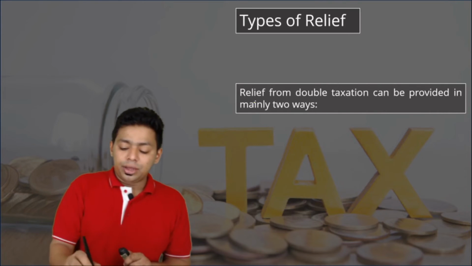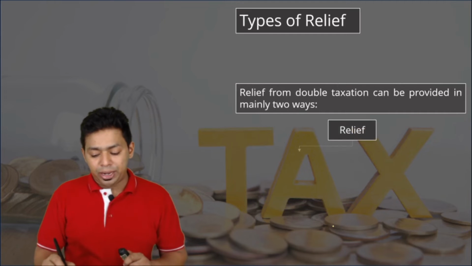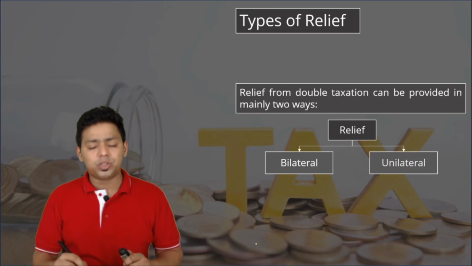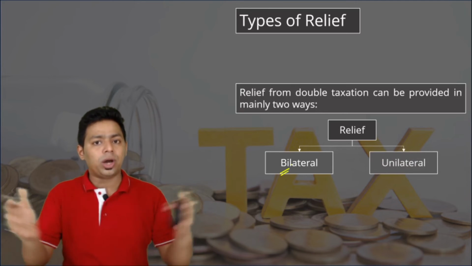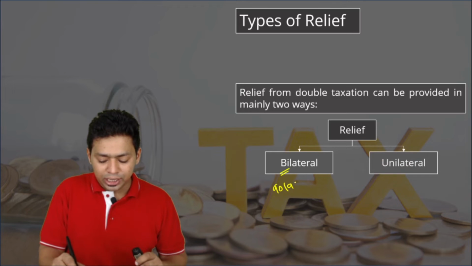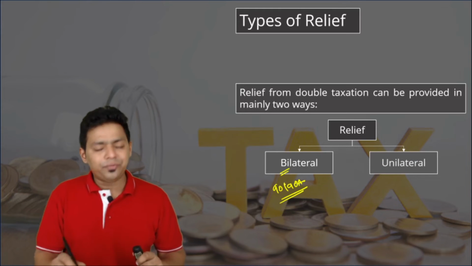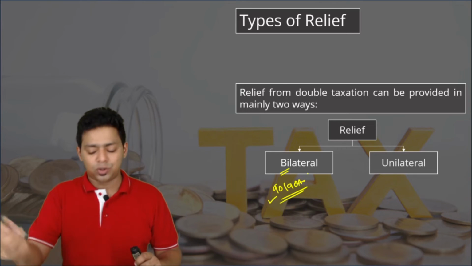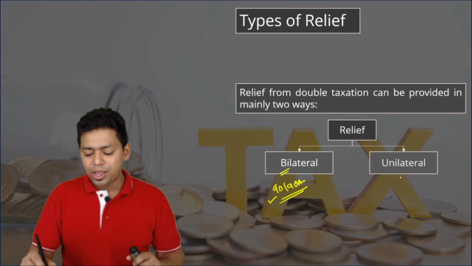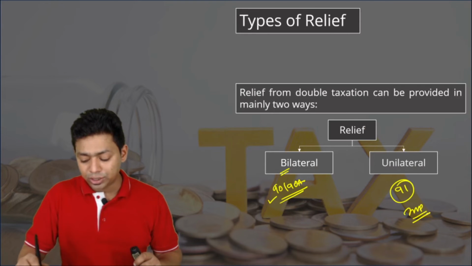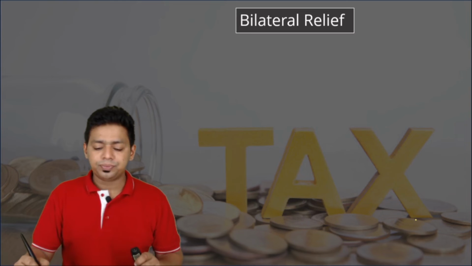Types of relief. Relief from double taxation can be provided mainly in two ways. It can be bilateral and it can be unilateral. Bilateral, with the word you can understand: bi means two governments can come forward and they will discuss. So this is happening in section 90 and 90A. The only difference between 90 and 90A is that this is with the government and this is with the specified organization of that particular country. We will discuss that. And unilateral relief is given in section 91, which is the most important section from an examination perspective.